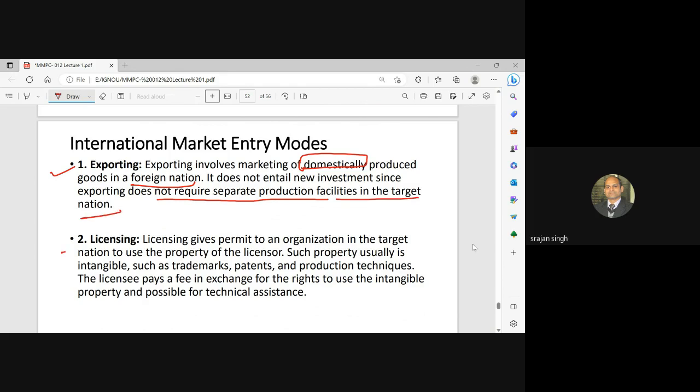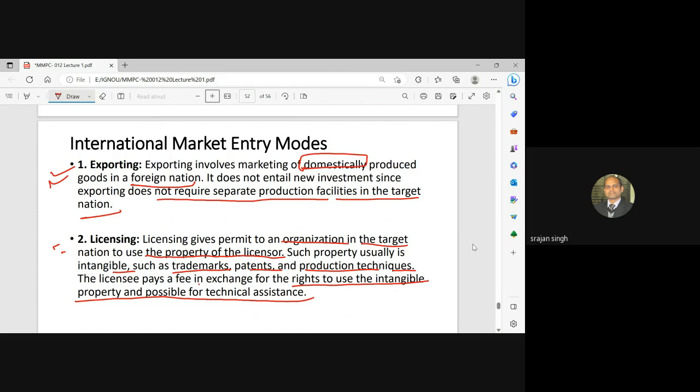Now, second is licensing. So either you export your produce, or second, you take a license. The license gives permit to an organization in the target nation to use the property of the licensor. Such property usually is intangible, such as a trademark, patent, name, or production techniques. The licensee pays a fee in exchange for the rights to use the intangible property and possibly for technical assistance.